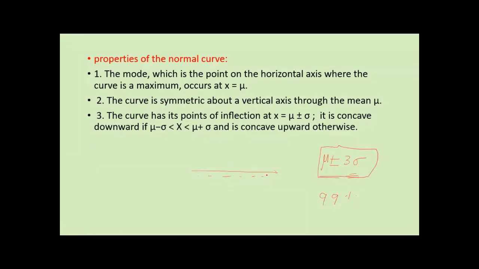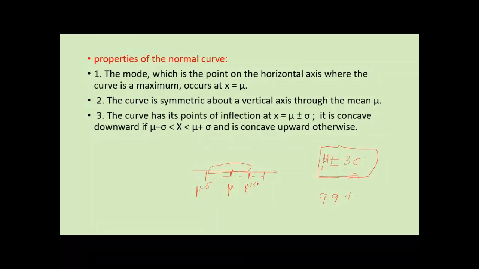What do you mean by this? Mean is the center point of the normal curve. So take the mean and add the standard deviation, you will get this point, mu plus sigma. On this side you will find mu minus sigma. In this interval, a certain 68% of data will be there.